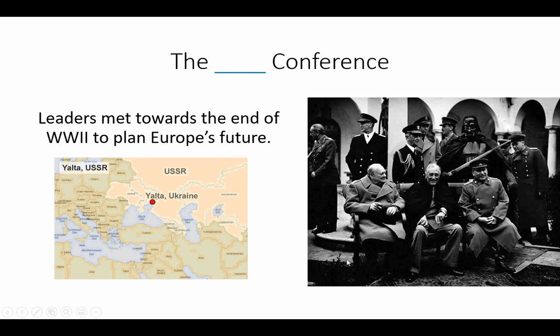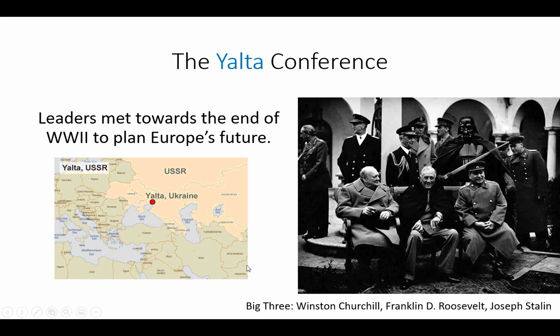And so these countries got together towards the end of World War II to discuss a plan for Europe's future. This conference was called the Yalta Conference. And here in this picture, you can see the leaders of the 3 most powerful countries at the time. We have Winston Churchill over here, the leader of Great Britain. We have Franklin D. Roosevelt or FDR. You remember learning about him, learning about the New Deal?